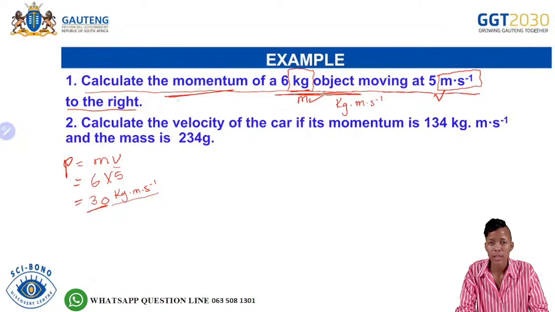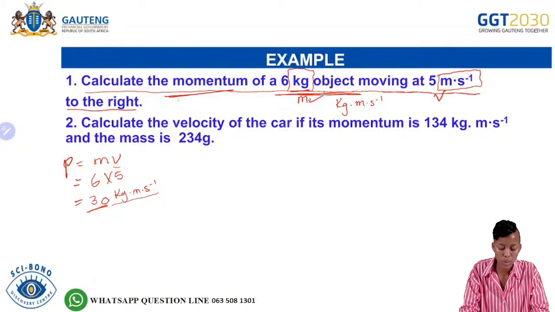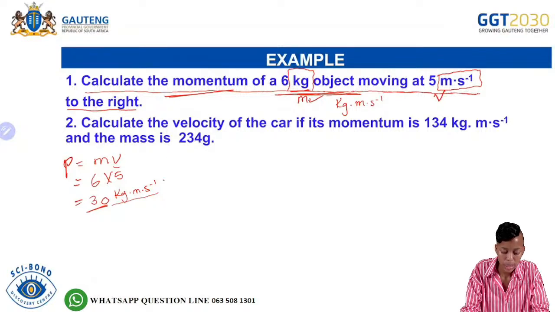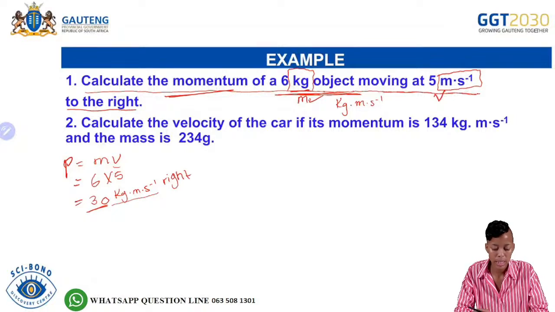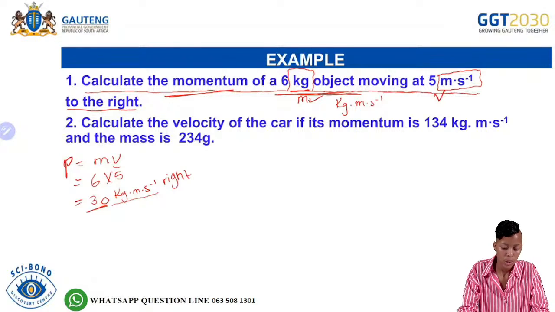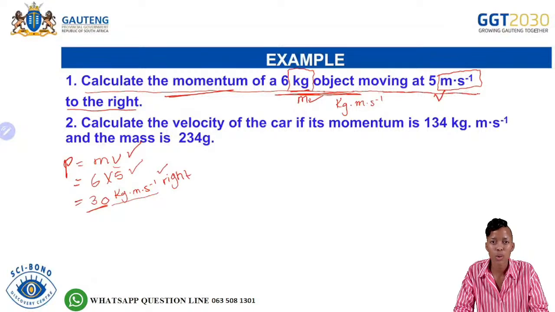The direction for the velocity was what? Was to the right. So therefore it means that the direction for the momentum will also be in which direction? To the right hand side there. So if you are to be marked on this, you would get a mark for the formula, a mark for the substitution, and then a final mark for the correct answer with the correct unit and the correct direction.